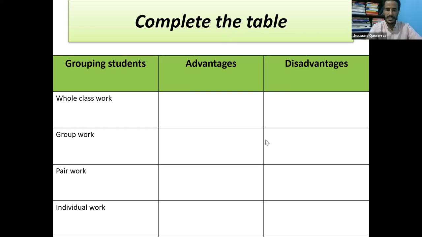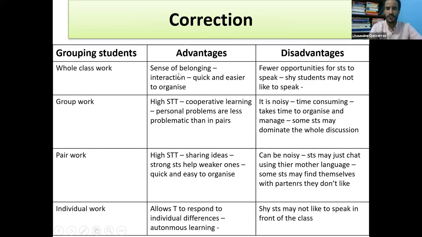Yeah, so let's see here. Next slide. So for whole class, there is a sense of belonging. You belong to a community. It's an advanced class or intermediate class or beginner class. And there is interaction. Quick and easier to organize. It's very easy. Disadvantages, fewer opportunities for students to speak because in the whole class, some are speaking, others not. Shy students may not like to speak. They feel shy in front of the whole class. So these are some disadvantages.